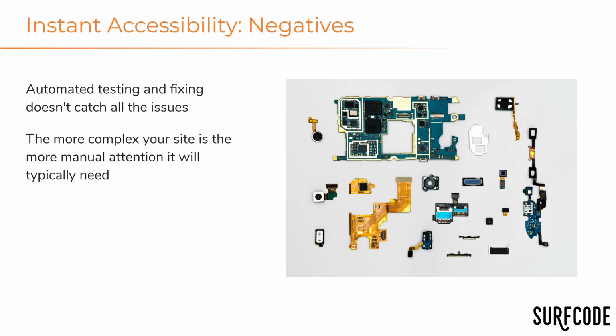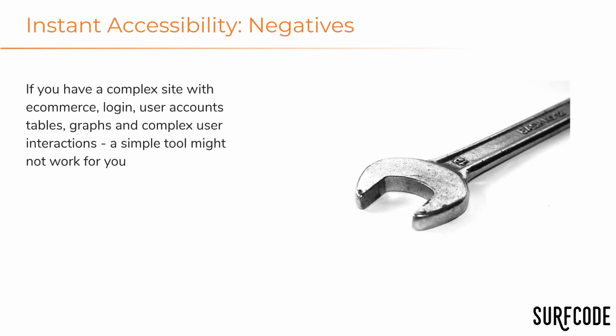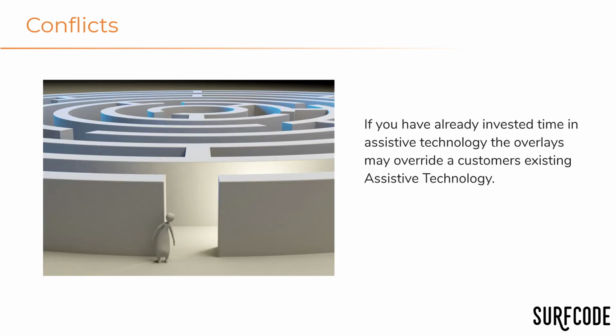This can work in certain simple sites and simple scenarios, but the more complex your site is, the more manual attention it will typically need. If you've got a complex site with e-commerce, logins, user accounts, tables, graphs, complex user journeys and interactions, it's very likely that a simple overlay tool, instant accessibility tool, is not really going to work for you.